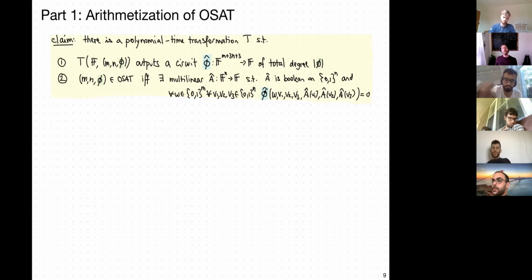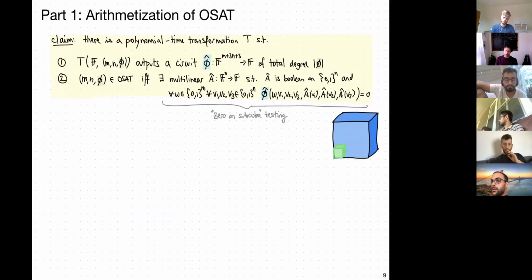Just as when we did it for quadratic equations, we took assignments, and then we did it for circuits, and we said this is an AND gate, so let's write it as a polynomial, and so on and so forth. So this is not really new, but there is actually a nice thing going on here, which is this notion of 0 on subcube testing.